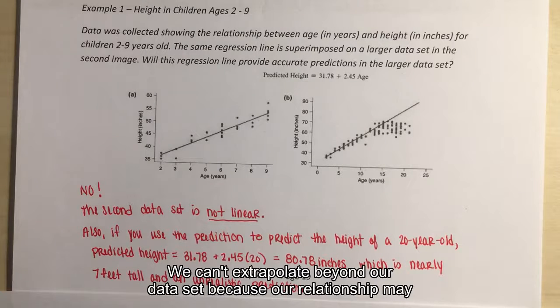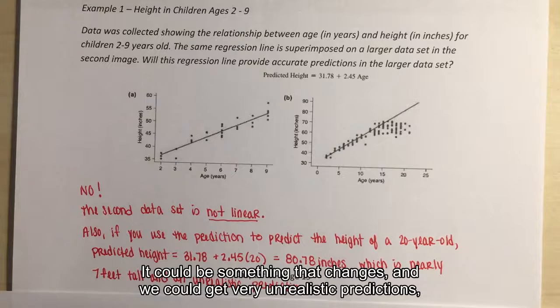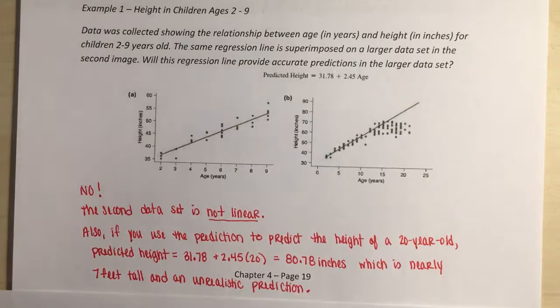So we can't extrapolate beyond our data set, because our relationship may no longer be a linear relationship. It could be something that changes, and we could get very unrealistic predictions, as we do in this case.